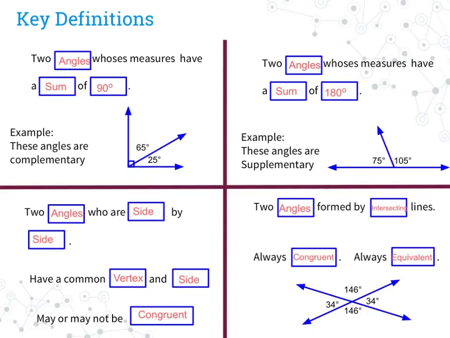Same thing with the 34s. The lines intersect, and it made two angles that are congruent and equivalent. The two 34s are across from each other, they're equal, and they're congruent. So now that we know these four major angle relationships, let's talk about how we can apply them in problems.